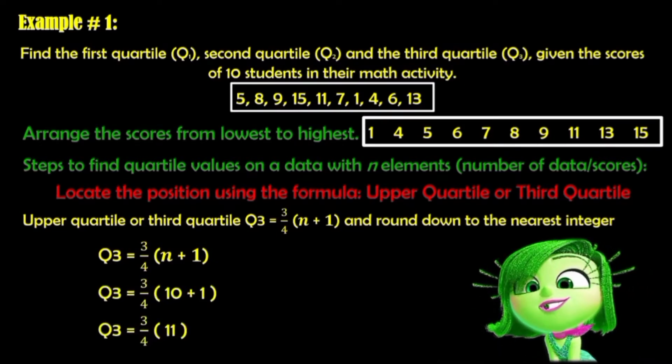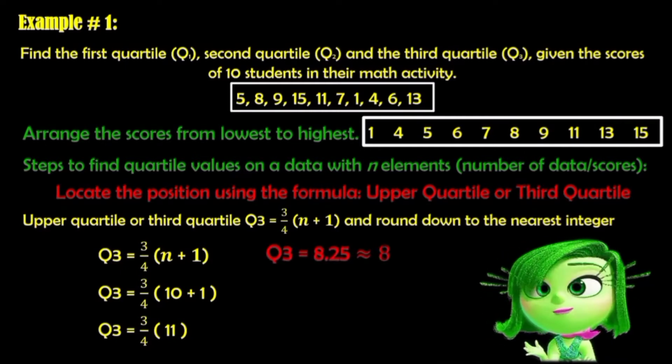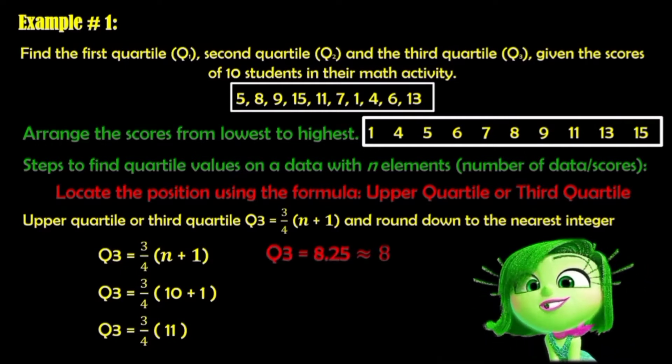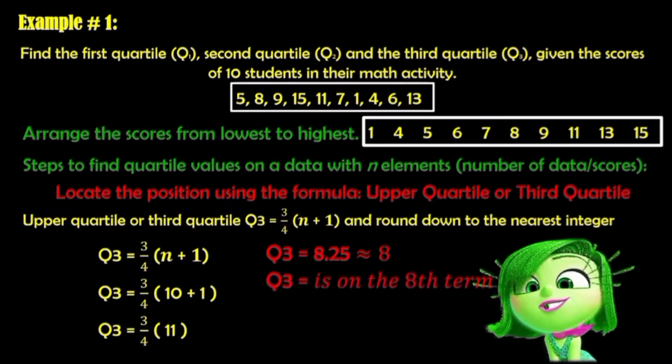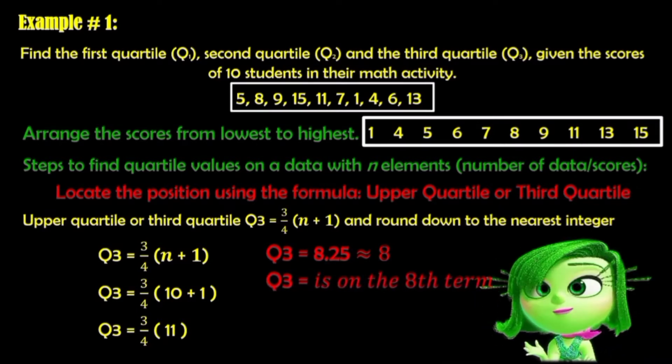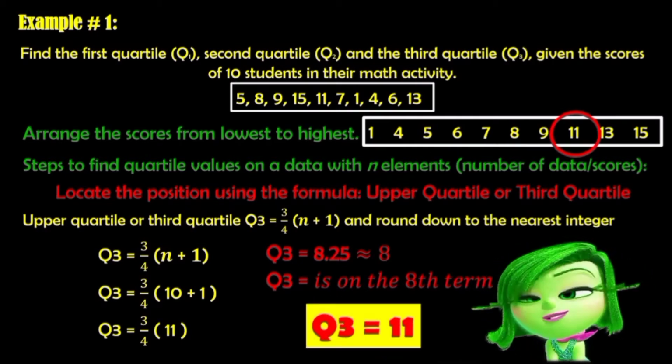Then, simplify. The third quartile position is 8.25, or approximately 8. The third quartile is on the 8th term. That is 11. Our third quartile is 11.